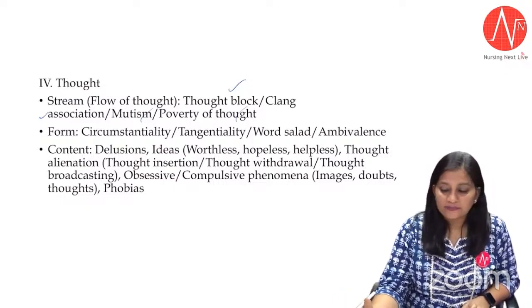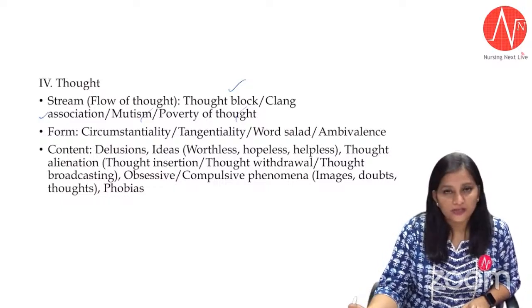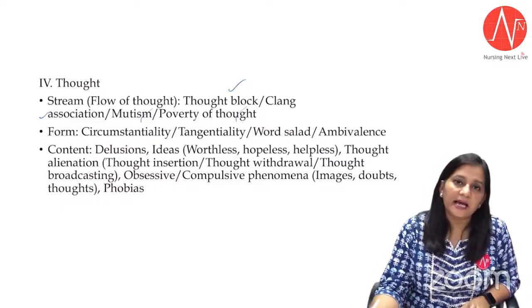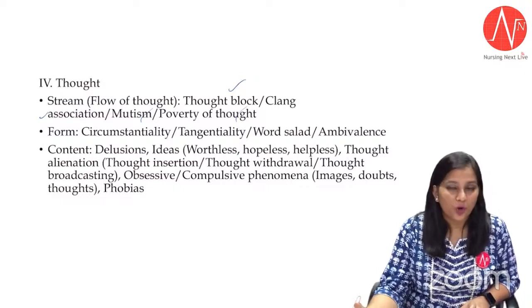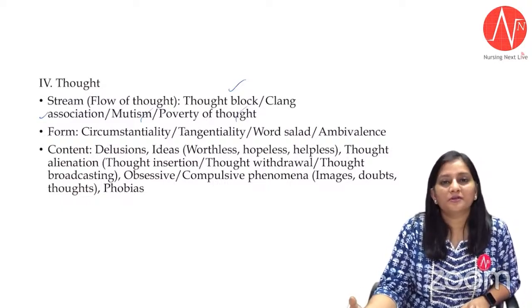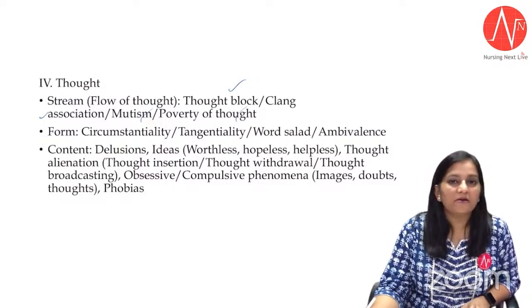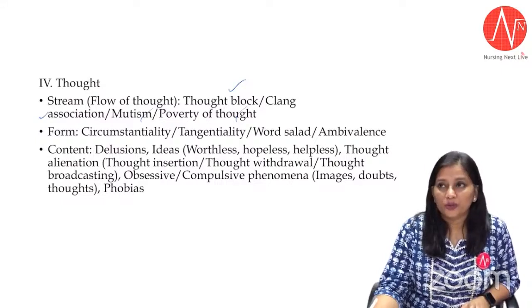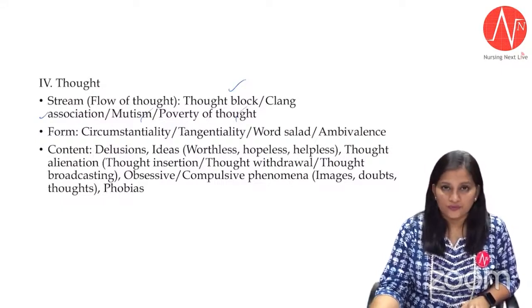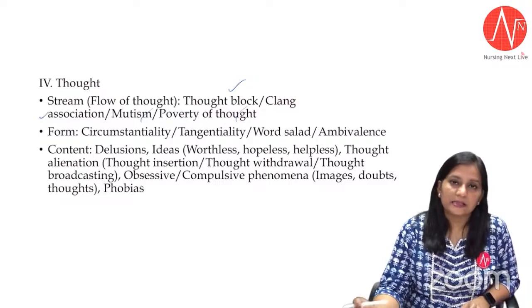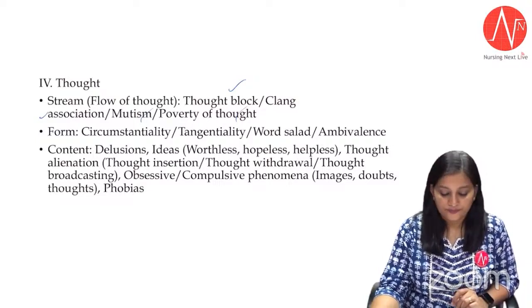This we also experience many times. Suddenly, we try to say something, but in the middle of the sentence we forget, and we stop talking, and we say, "Oh, I just had a thought block," which means my thoughts were blocked, and I could not complete my sentence. Clang association is when the patient speaks in rhyming words only, the words which have similar sound. Cat, bat, rat. These kinds of words the patient speaks.